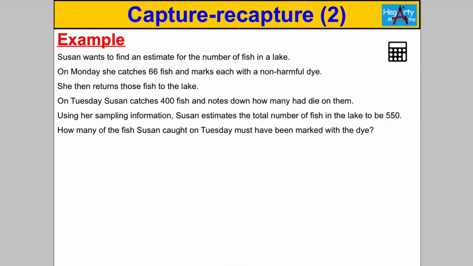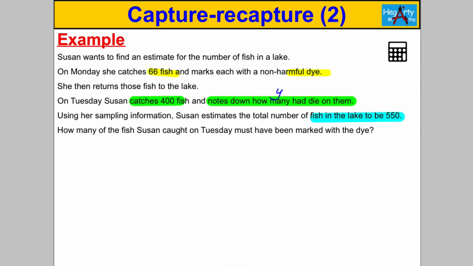So it's again about Susan, but it's just ever so slightly different. Here we're told on Monday she catches 66 fish and marks them. She returns them. On Tuesday she catches 400 fish, notes down how many had dye in them, but we're not told that. Why don't we call that y? And then we're told that using her information she estimates the number of fish in the lake to be 550. How many fish she caught on Tuesday must have been marked?